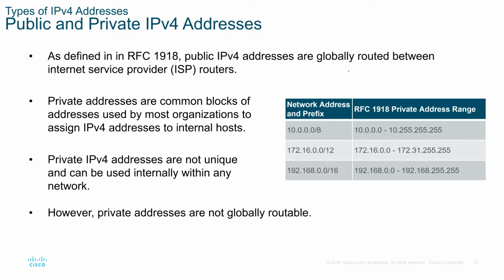Private addresses are common blocks of addresses used by most organizations to assign IPv4 addresses to internal hosts. Private IPv4 addresses are not unique and can be used internally within any network, but they are not globally routable. The 3 groups of private addressing is the 10 network with a /8 as a subnet mask.